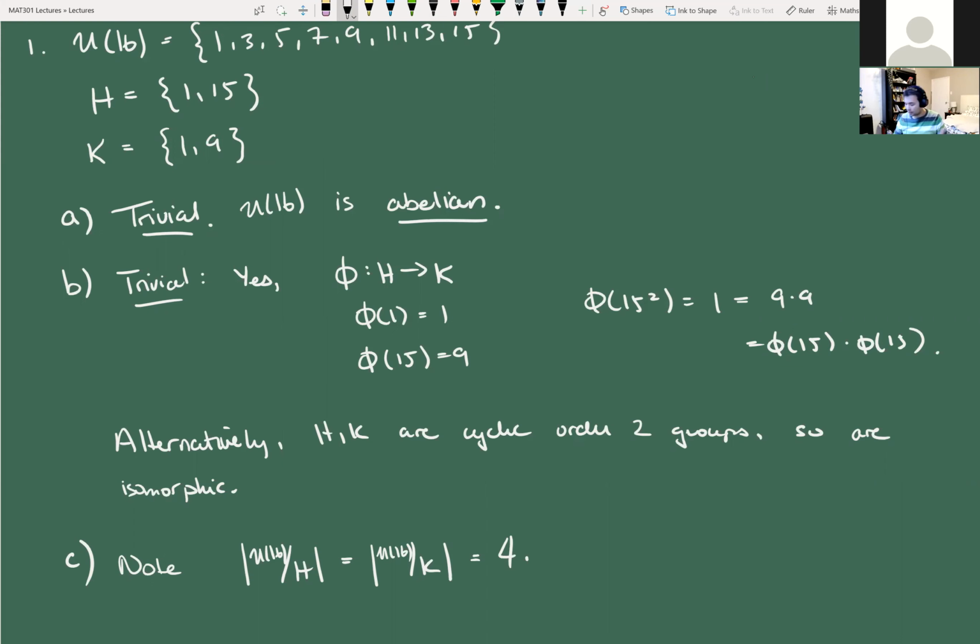Okay, so I'm going to give you a couple minutes to try that. It's just computation, so see what you can get. All right, so work them out and see what you get. Then I'll take that up after and show you exactly what I think. And even better, once you've done this, tell me what group or groups U16 mod H and mod K are. Okay, so give that a shot.